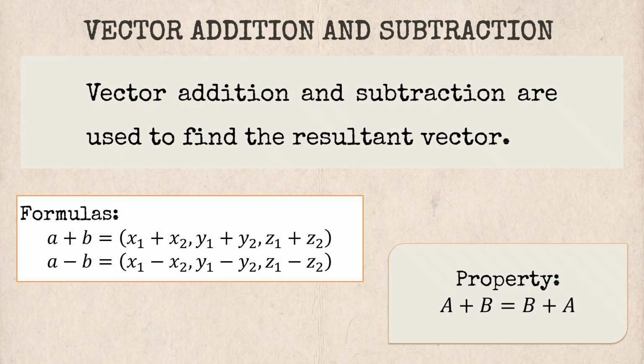The next is vector addition and subtraction. Vector addition and subtraction are used to find the resultant vector. We simply add or subtract the corresponding components. The property is A plus B equals B plus A.